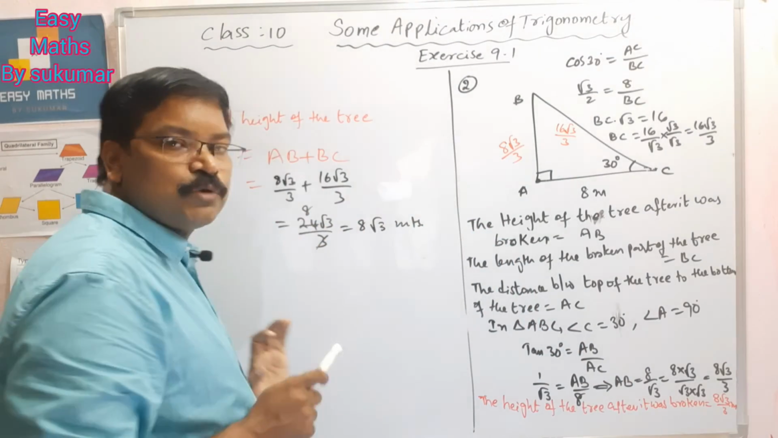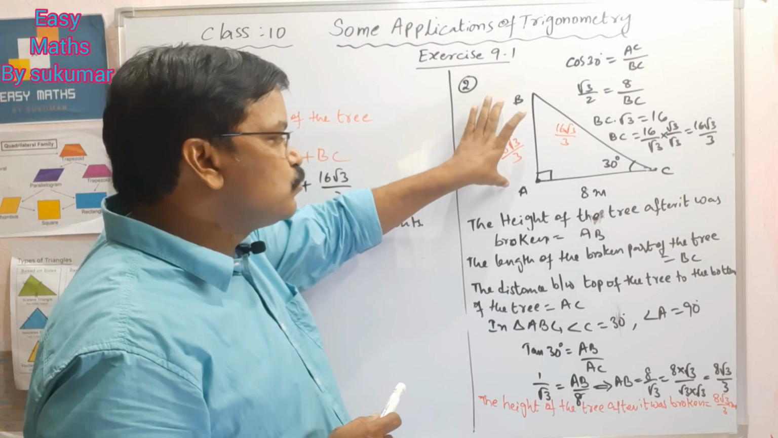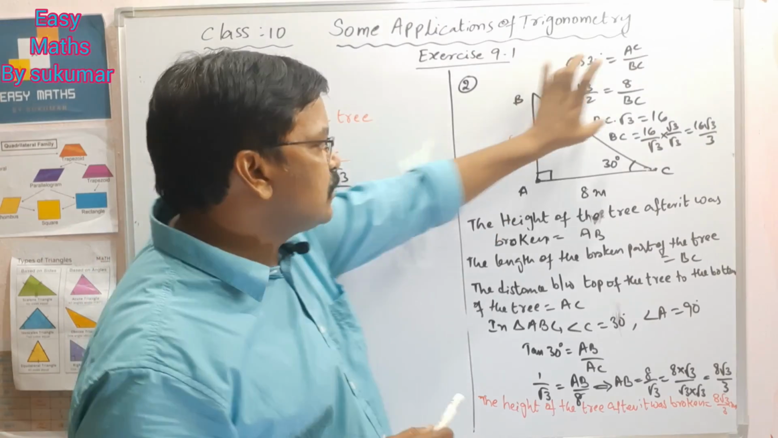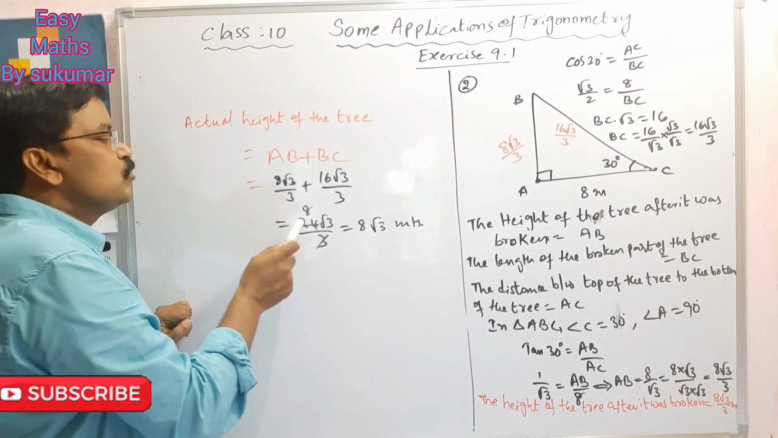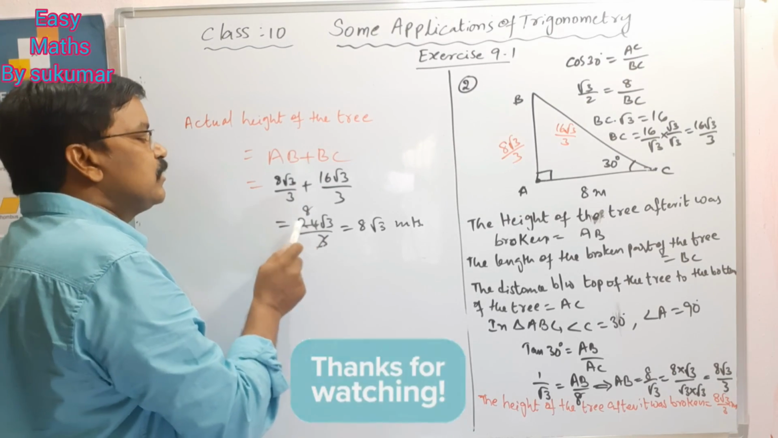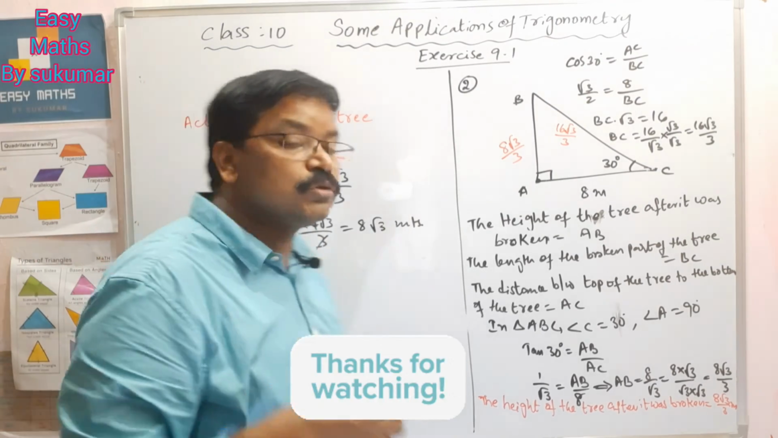So what is the actual height before it was broken? That means AB plus BC. That is 8 root 3 plus 16 root 3 by 3. So that is 24 root 3 by 3. 3 in 24, 8 times. That is 8 root 3 meters.